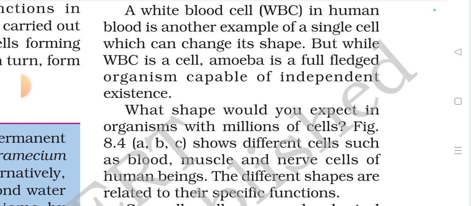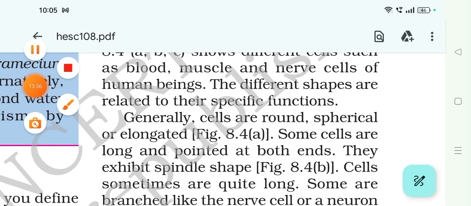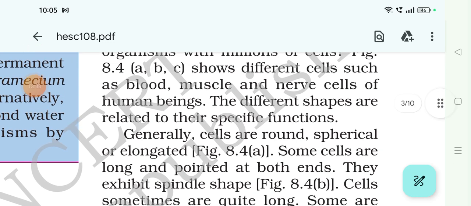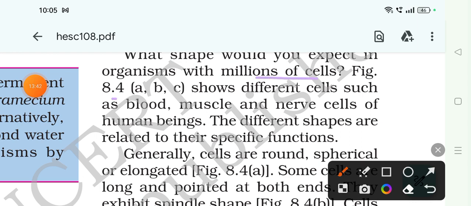What shape would you expect in an organism with millions of cells? Figure 8.4 shows different cells such as blood, muscle and nerve cells of a human being. So the question might come, which cell in the human body is able to change its shape? That is WBC, because it needs to fight against various organisms, bacteria and all.